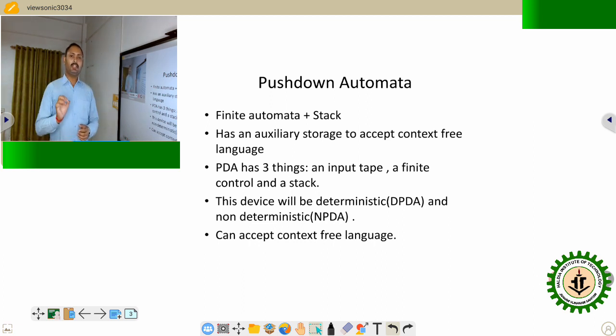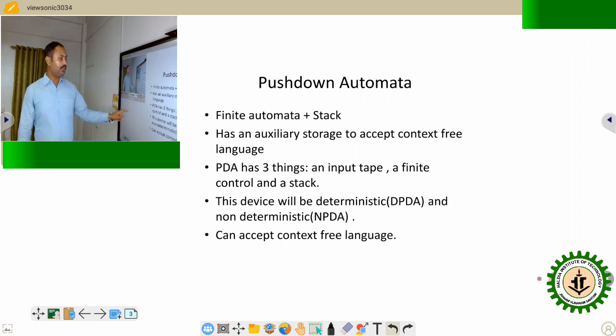Now the question may come, why do we need this special data structure which is known as the stack? Because here the addition and deletion of any input symbol is very easy by using a stack. That is why we accept stack as a data structure in pushdown automata. So this is our first point, that pushdown automata is a combination of finite automata and stack.